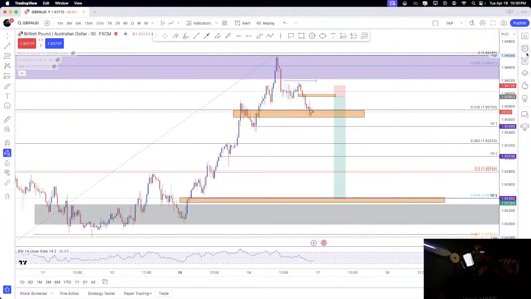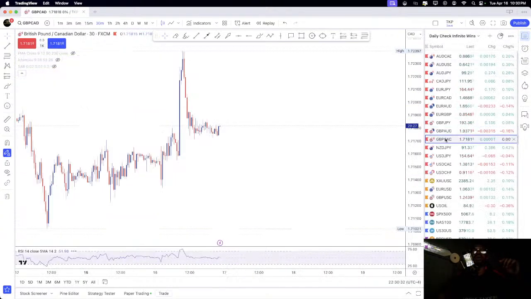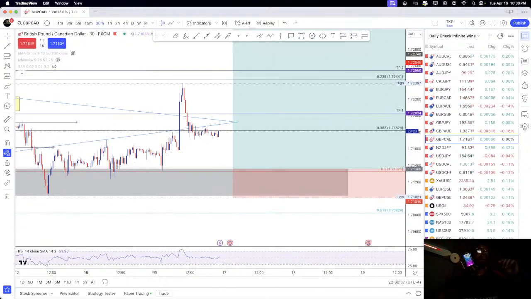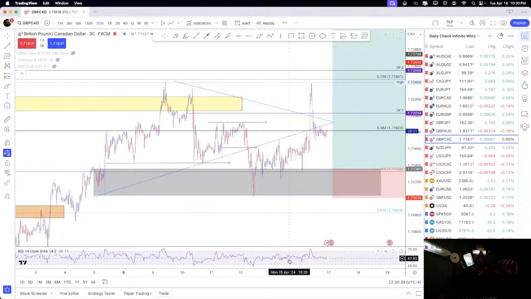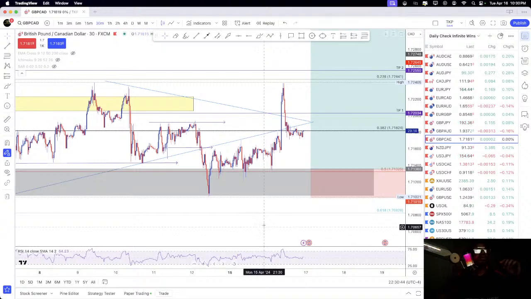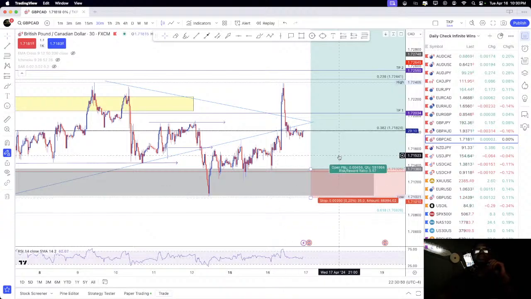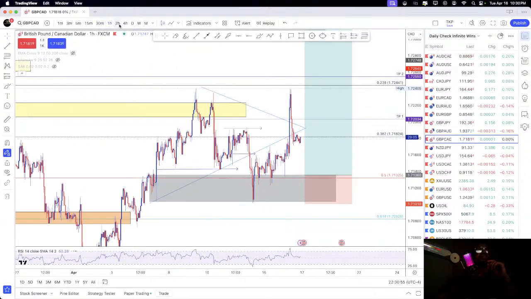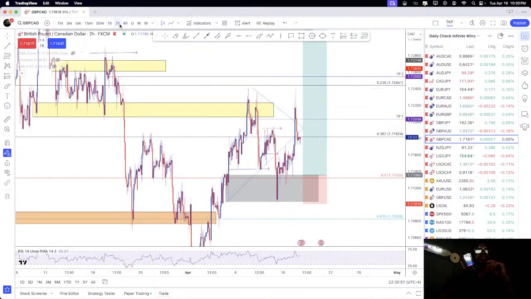V, what else were we looking at? Pound CAD. Huh. Did we miss an entry? Damn, that was close. Yeah. So I believe we missed this. Yeah, we definitely missed this.